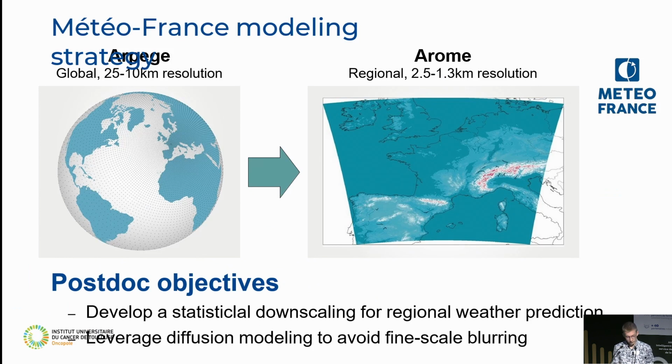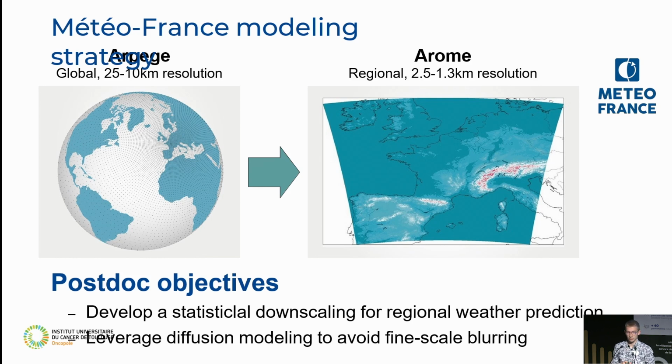So to give you a little bit of context, to inform its forecast, Météo France develops and operates two models. ARPEGE, the global one, operating at a 25 to 10 kilometer resolution, and a regional limited area model, AROME, operating at a resolution between 2.5 and 1.3 kilometers.